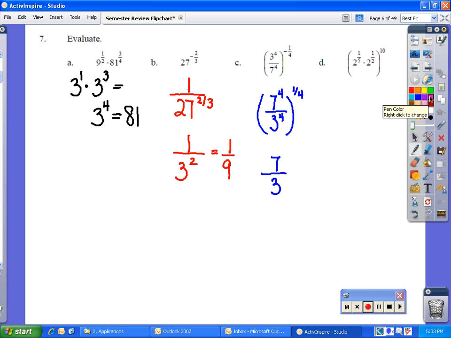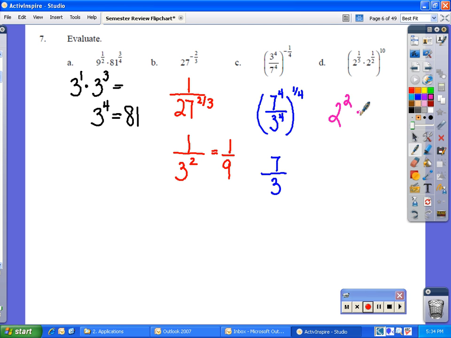On part D, inside the parentheses, we're multiplying powers with the same base, so we could add those exponents. However, then we'd get another fraction. I think it might be easier to raise each of the factors inside the parentheses to the 10th power, eliminating the fractions. So what we'll get first is 2 to the 1/5 times 10, which is 2. 1/5 of 10 is 2.